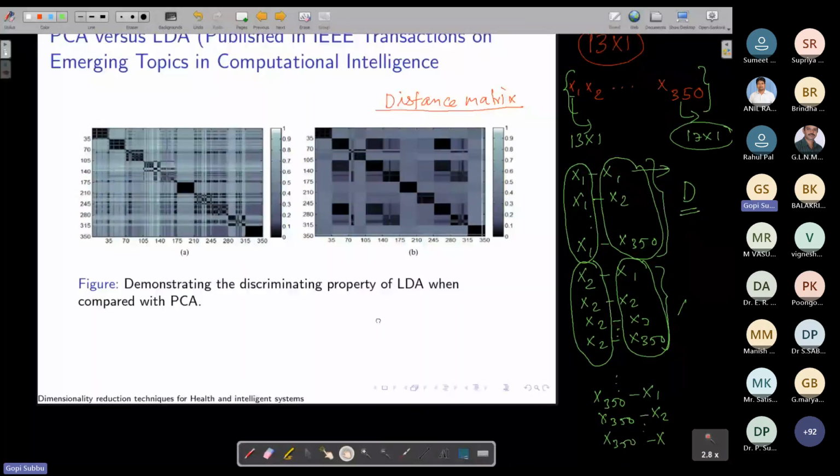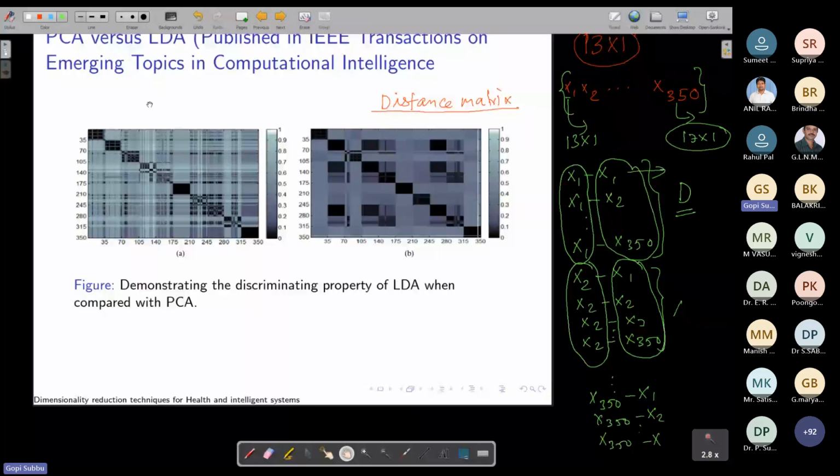In this example, you can see that this is the first vector, and this is the first vector, and this is the distance. When the distance is looking black, it means that they are very close. The first vector and first vector are very close, so it is looking black. First vector with second vector is also very close, looking black. You can see that up to 35 they are almost black. It means those vectors are very close. The 1 to 35 vectors after projection are close to each other. That is what it is showing.